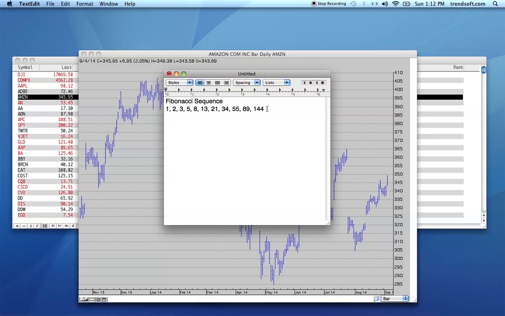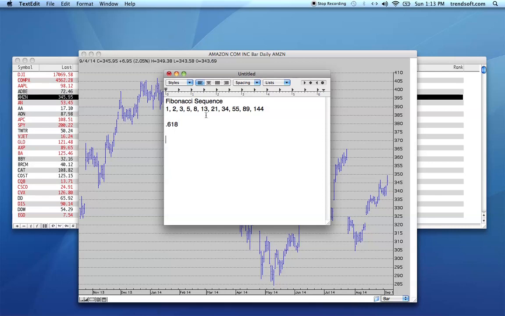The golden ratio is if you take any number like 55 and divide it by 89, or 89 and divide it by 144, you will get 0.618 if you round to 3 digits. And again, this doesn't matter how large the sequence is. As the numbers get larger and larger, the ratio remains at 0.618.